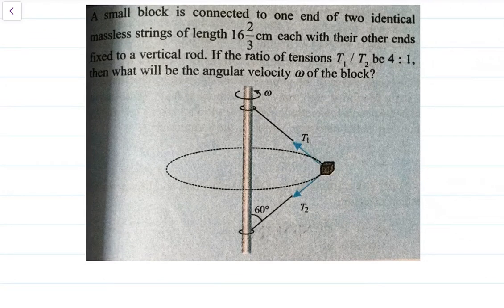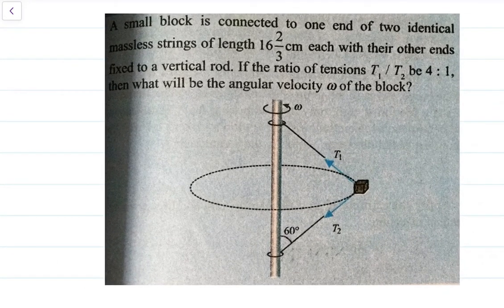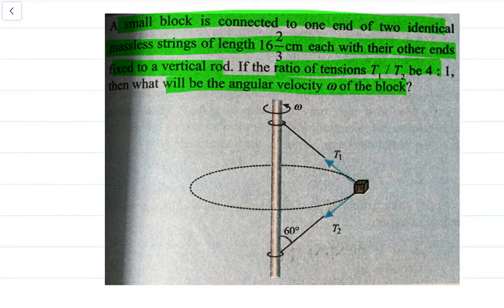Okay, so let us do one more example here, this one. Now this has two strings connected, but don't worry, it is a very easy question. So let's first read it. A small block is connected to one end of two identical massless strings of length 16 2/3 centimeter each, and with the other ends fixed to a vertical rod. The ratio of tensions T1 by T2 is equal to 4:1.